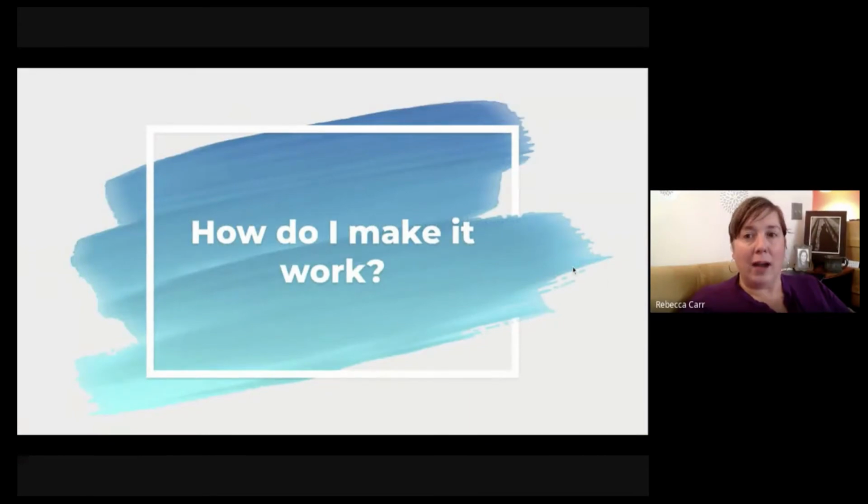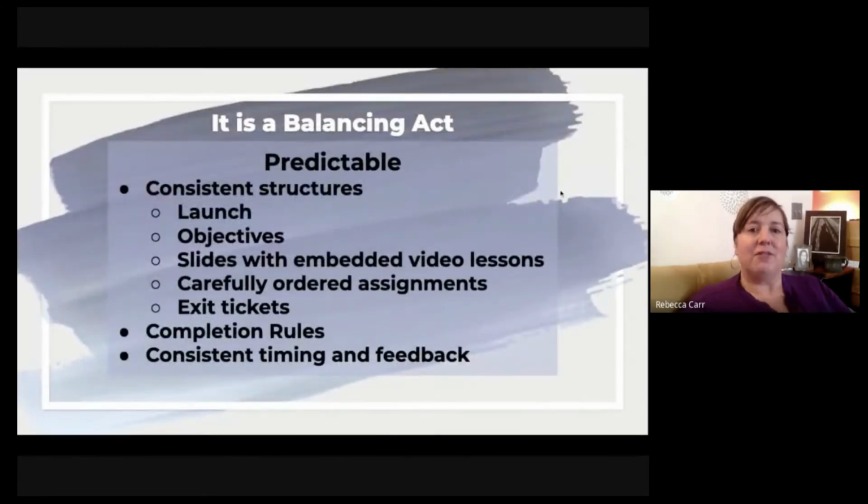So how do I make it work in my classroom? It's a great question. First, I like to think of it as a balancing act. I try and have two separate things. First is predictability. I want to make sure that I have a consistent structure for my students.